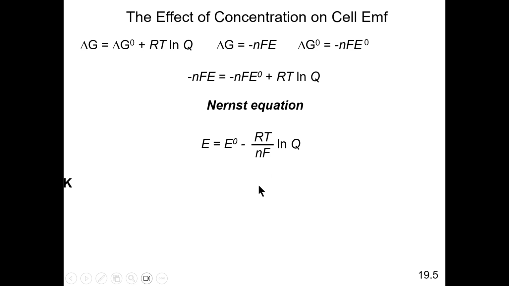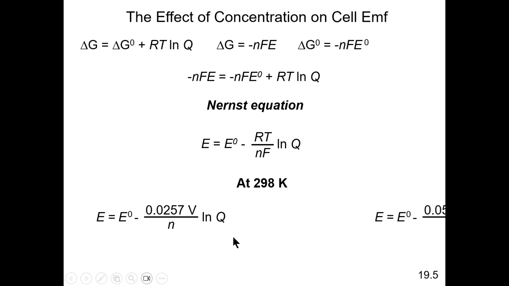R would be equal to, in fact, let me just show you what the result would be. R would be equal to 8.31. F would be Faraday's constant. And if you plug those numbers into this, you're going to get this equation right here, right? Where E is equal to E0 minus 0.0257 volts over N times ln Q, all right?